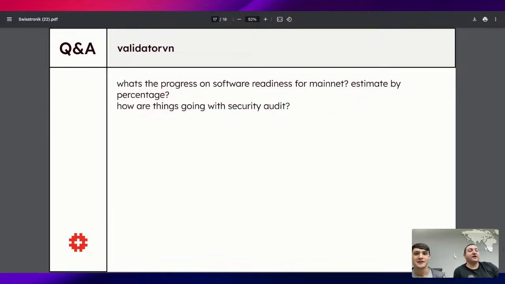Okay, a question from one of our validators, Validator VN. What's the progress on software readiness for the mainnet, estimated by percentage, and how are things going with the security audit? I believe we already answered that. On the software readiness, mostly we're ready as it is. The features that we are building right now are on top of the chain, so even if they were not ready, that would not really affect the TGE date. And the security audit is already on the way, so we're just waiting for the results, and we'll share them ASAP.